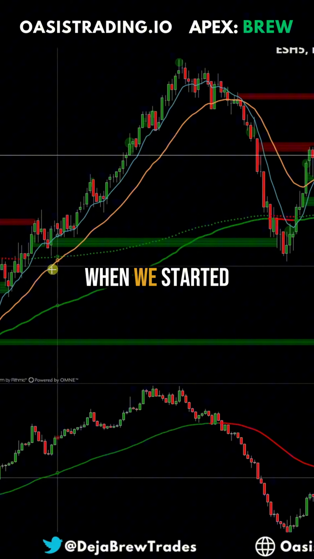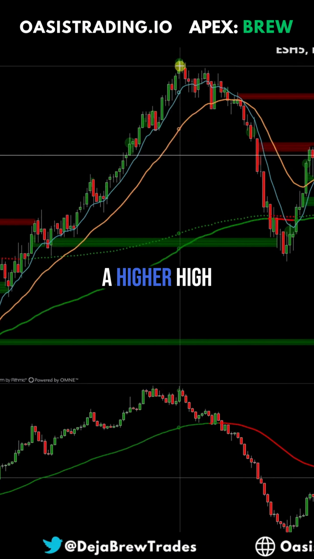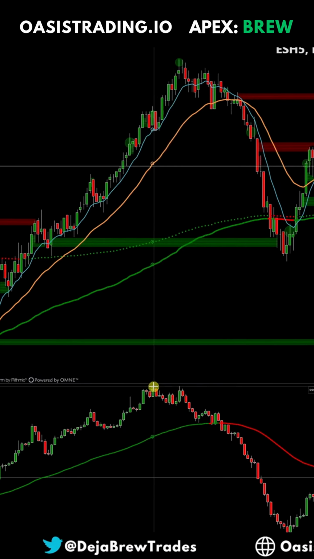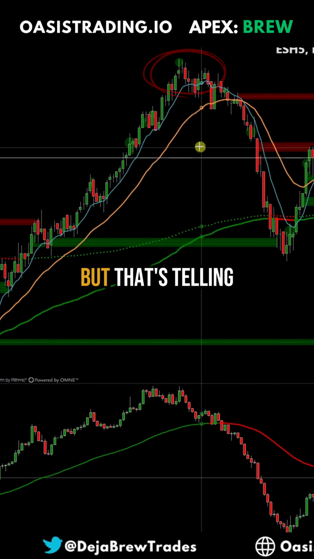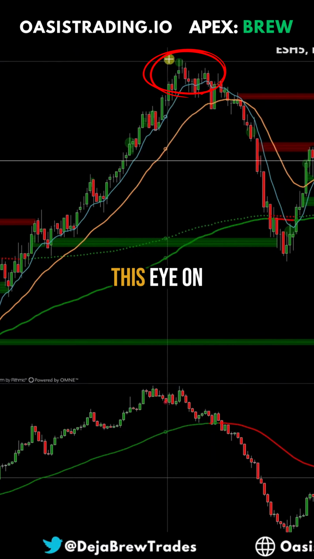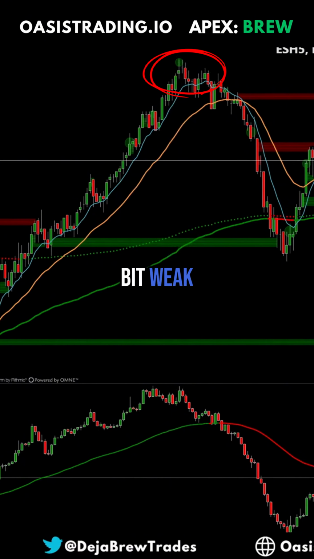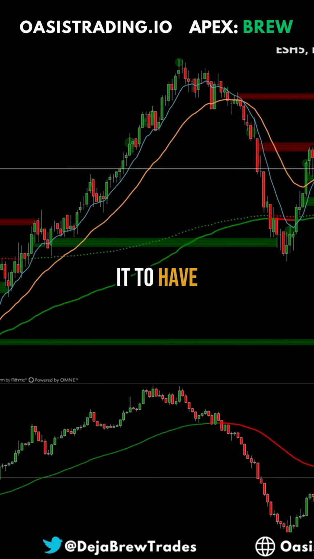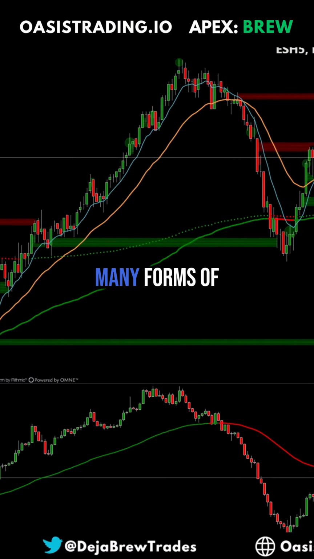So for example, when we started to trend up here towards that high, we put in a higher high on price. But if we look at our delta here, we put in a lower high on the delta. So that's telling us that most likely this high on the top here is a little bit weak. It doesn't have the buy pressure that you would expect it to have if you were just looking at the price action.